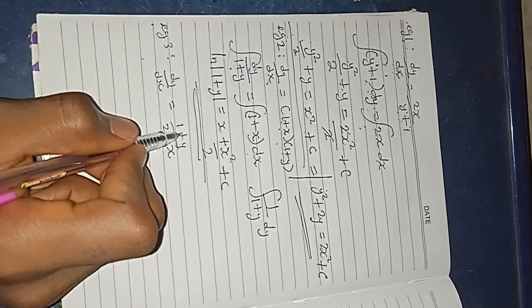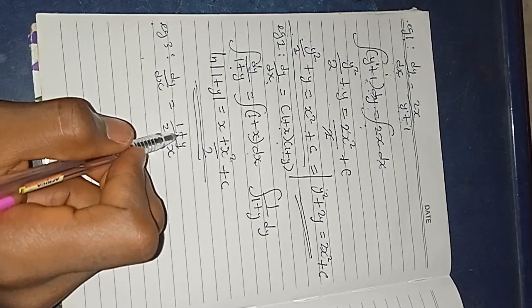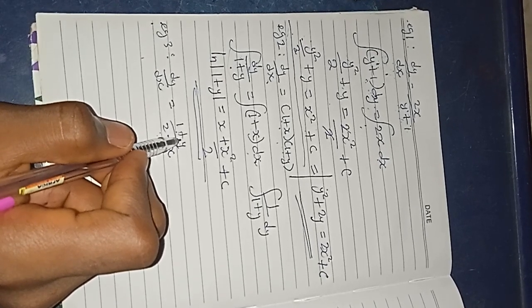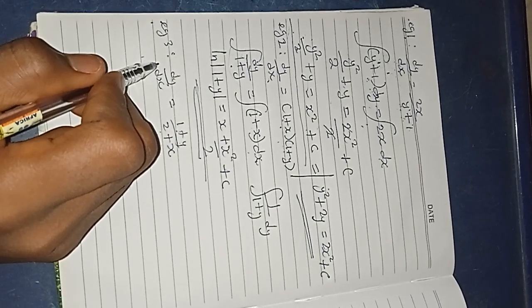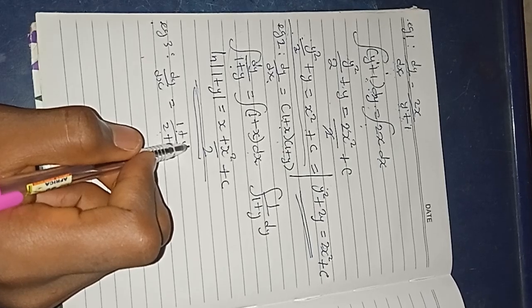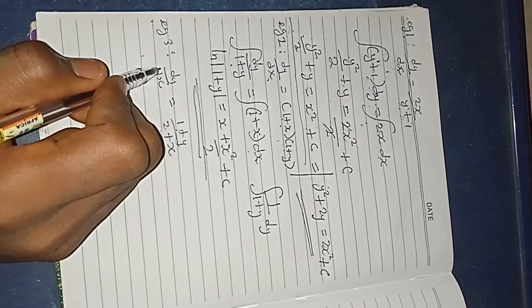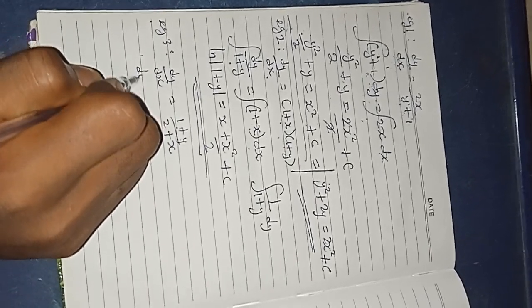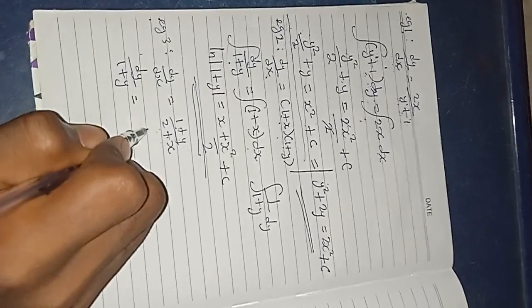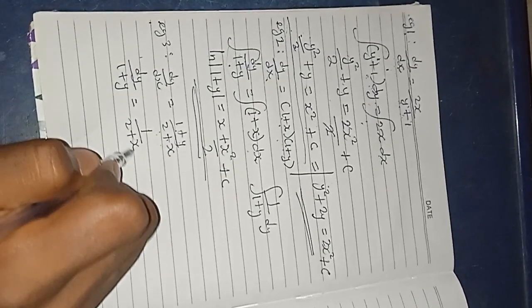1 plus y is multiplying on the right hand side. Once it crosses over to the left hand side, it's going to divide. So you have dy over 1 plus y is equal to 1 over 2 plus x.